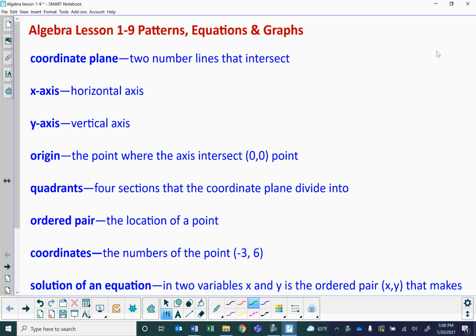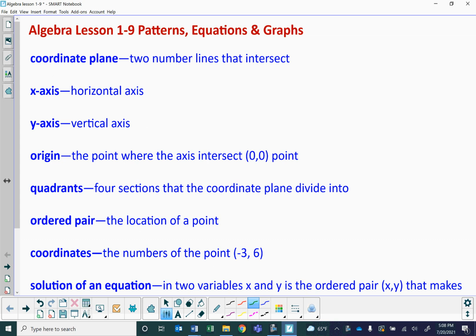This is Algebra Lesson 1-9, Patterns, Equations, and Graphs. We're going to start with quite a few vocabulary words, which review a little bit about the coordinate plane as well before we walk into this particular lesson.